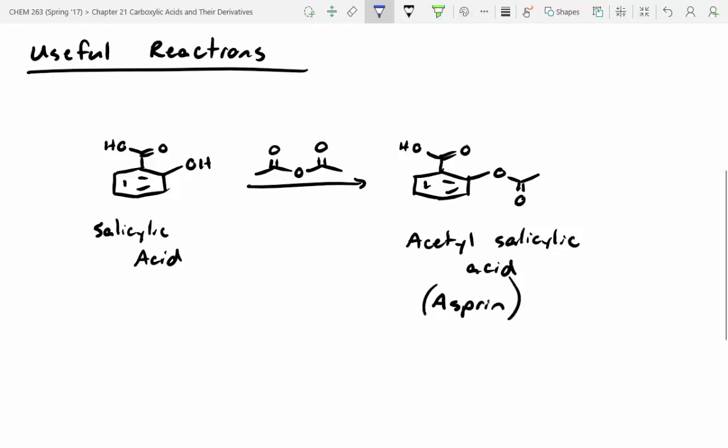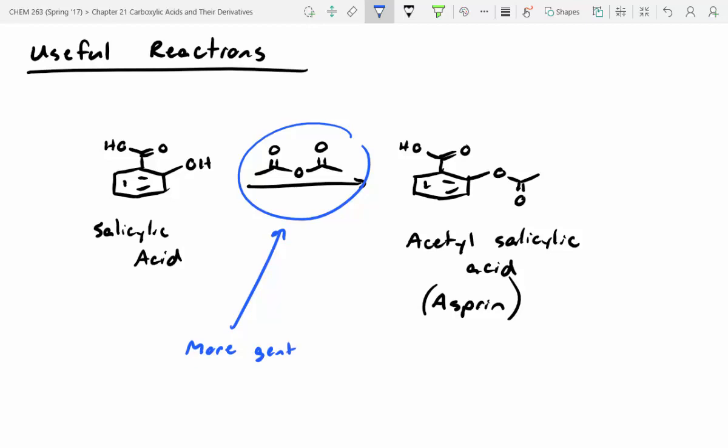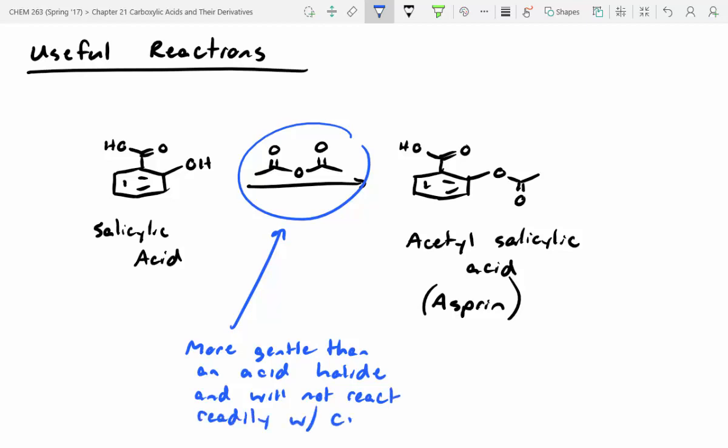So let's make a note. This is more gentle than an acid halide and will not react readily with the carboxylic acid. We actually made aspirin. Yep. I think that's how we did it.